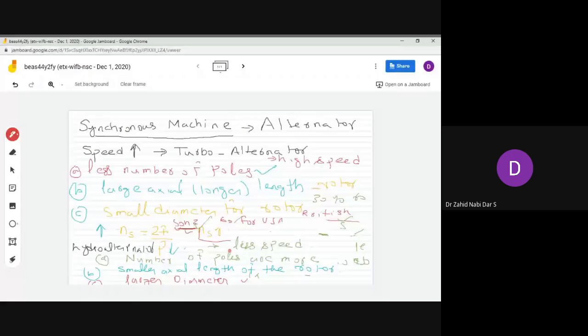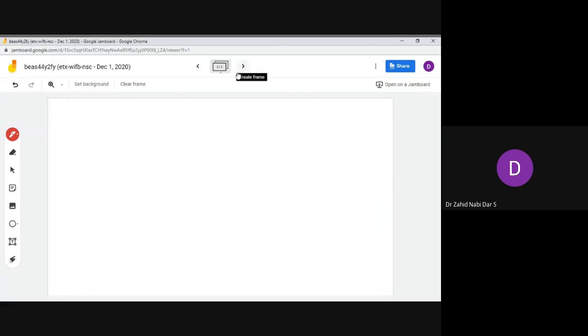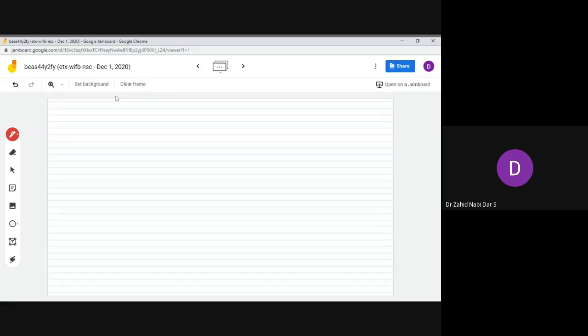So these are two types of synchronous machine. Looking at the rotor construction, one is called the cylindrical pole machine and the other is the non-cylindrical pole machine, that is, non-salient and salient. These are the two constructions which we have previously studied. So today let's do the output equation of a synchronous machine.